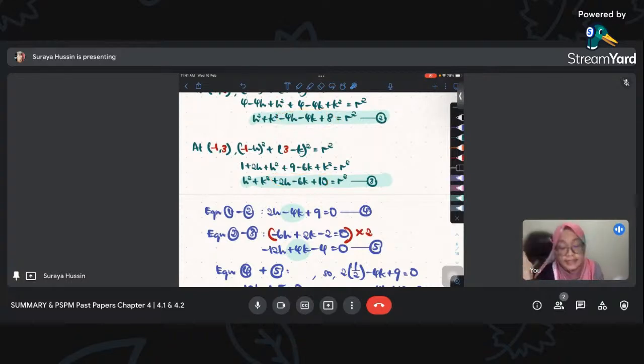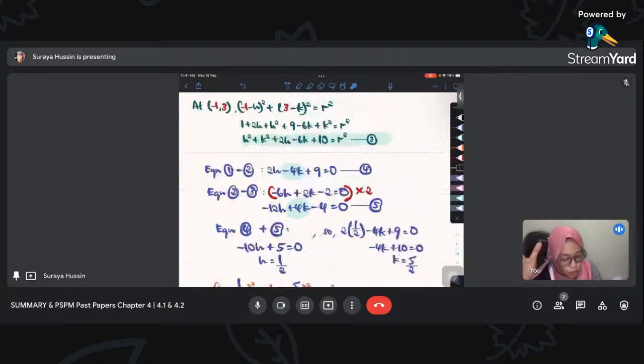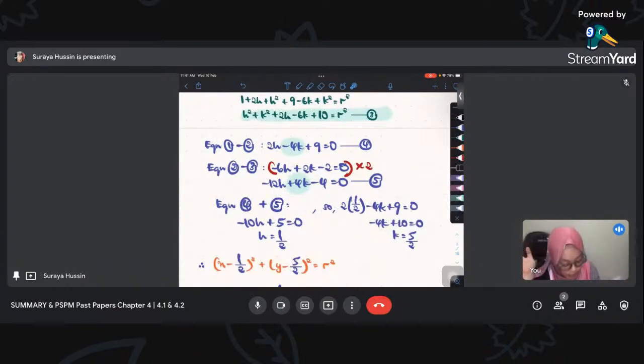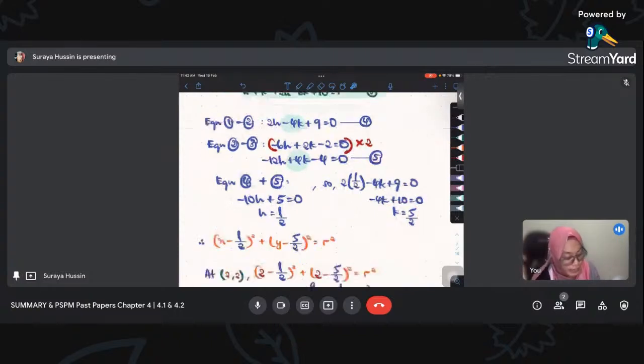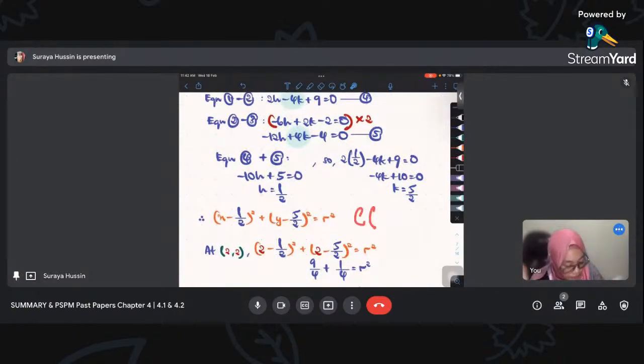You need to be careful here. You need to do lots of practice and master simultaneous equations. From there, only then can you do this subtopic. Okay. And so, you have successfully found H and K. Why? Because you are good at simultaneous equations. You cancel out 4K, and you will get the value of H first. After that, you will get the value of K. And then once you have the center, you are very happy.